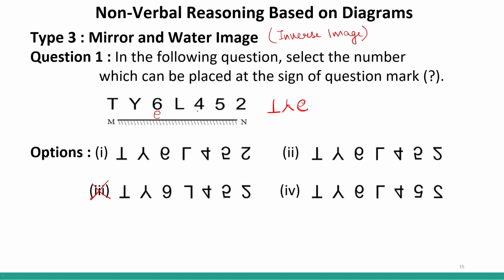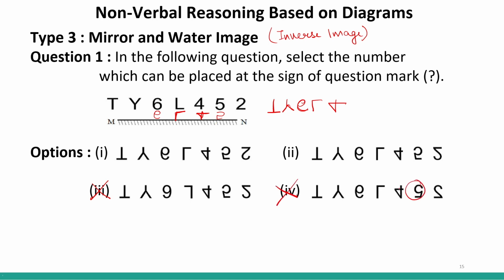Okay. Then L, how will L look? L will look like this. So this eliminates option number 1. Sorry. Option number 3. 4, how will 4 look? 4 will look like this. This is how 4 will look. How will 5 look? 5 will look like this. Correct? So this eliminates option number 4.